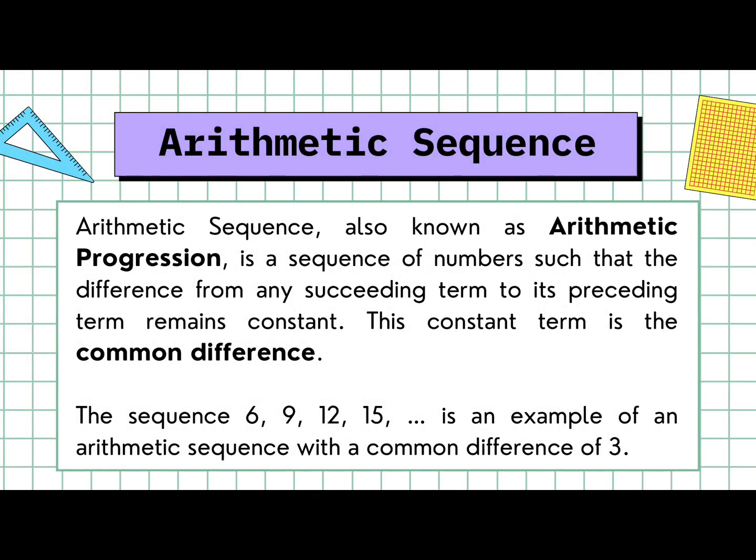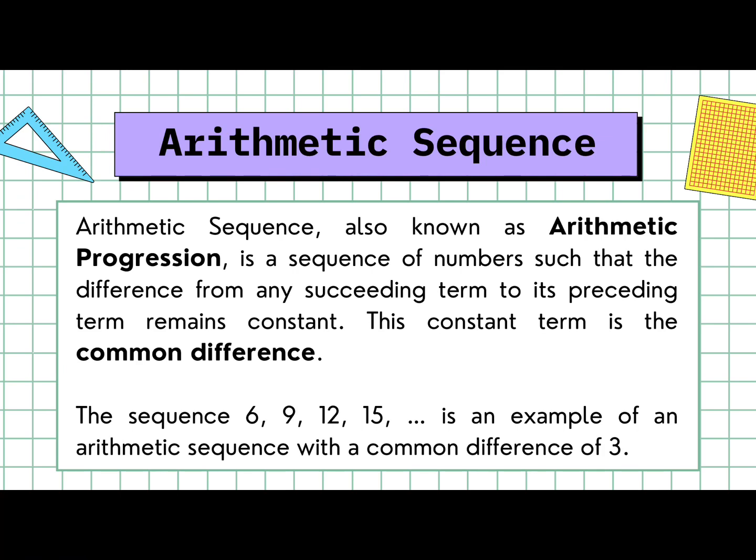As shown in the previous slide, we will first tackle arithmetic sequences. So, arithmetic sequence is also known as arithmetic progression. It is a sequence of numbers such that the difference from any succeeding term to its preceding term remains constant. This constant term is a common difference.